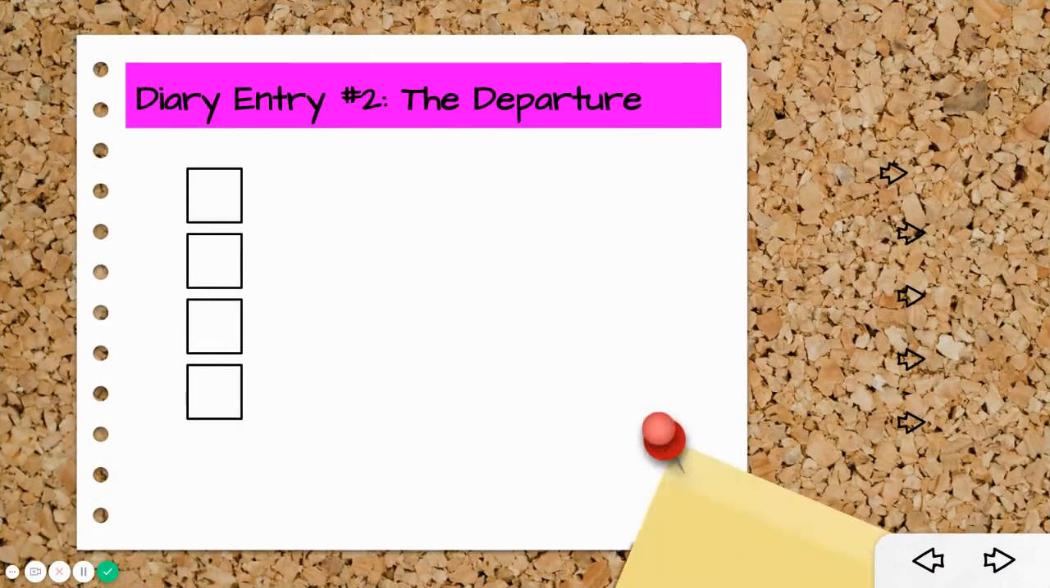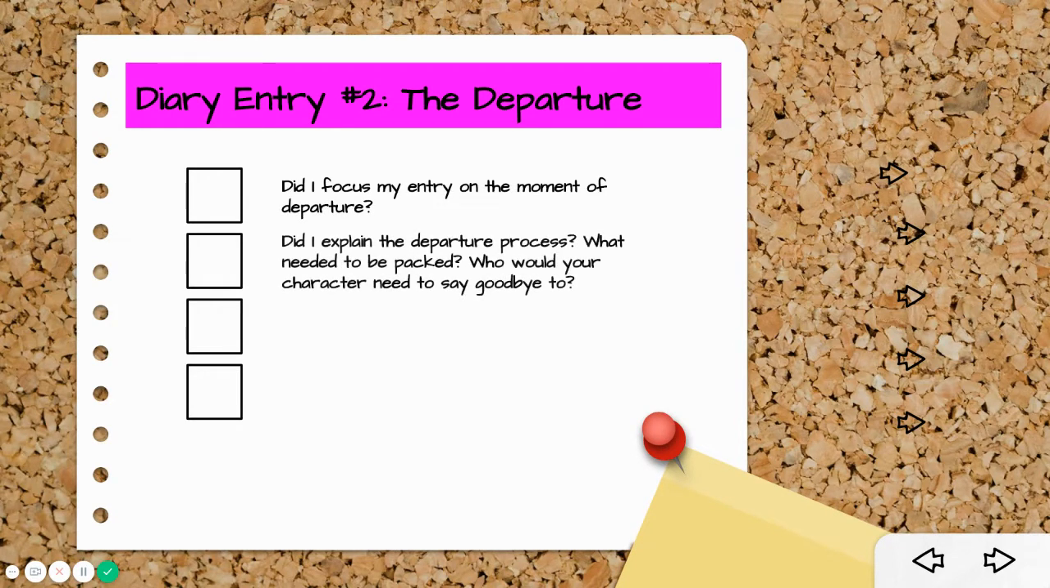Okay, in diary entry number 2, we're talking about the departure. So kind of the moment when they decided it's time to leave from home. So let's ask ourselves if we included these following pieces. Did I focus my entry on this moment of departure? Did I explain the departure process? For example, what needs to be packed? Who would your character have needed to say goodbye to? Thinking about that moment of leaving.